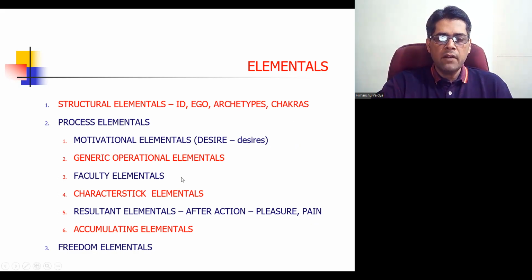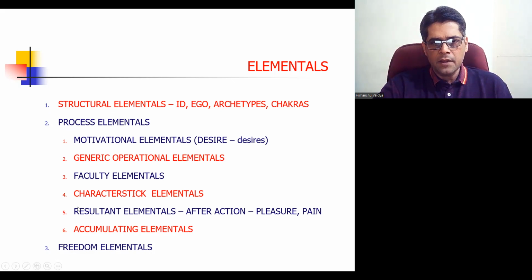To revise all that we had said about elementals, we can divide all elementals into two: structural elementals, three structural elementals, functional elementals or process elementals, and freedom elementals. And the process elementals or the functional elementals we can divide further into motivational, generic operational, faculty, characteristic, resultant, and accumulative. In this session, we will see what are the resultant elementals.